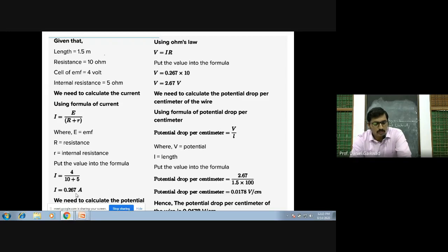So we have calculated I. Now we need to calculate the potential across the wire, and for that we use the formula from Ohm's law: V is equal to I into R.